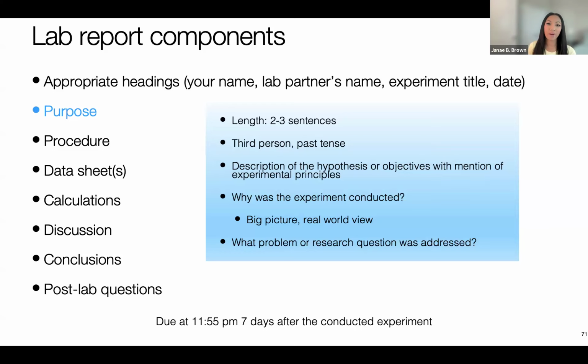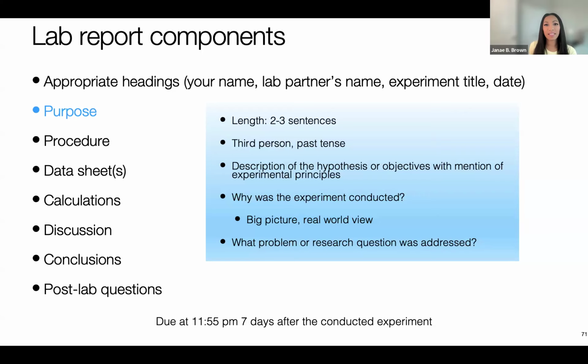So some things that the purpose might address include the hypothesis that you're testing and the experiment objectives, where you relate those to the principles that are being explored within the experiment. A lot of times this involves answering a couple of questions, like why was the experiment conducted?